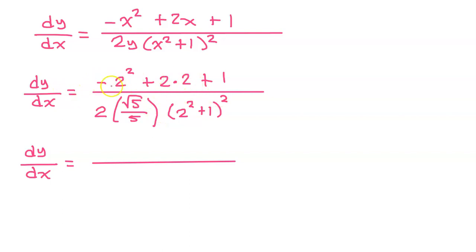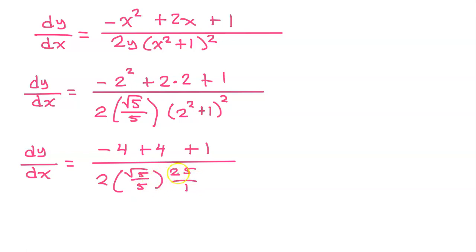Simplifying, negative 2 squared, this is negative 4, plus 4, plus 1. Down in the denominator, I'm going to leave this as 2 times radical 5 over 5 for a moment. But 2 squared is 4, plus 1 is 5. 5 squared is 25. So we have times 25. I'm putting it up high so you can see what's about to happen.